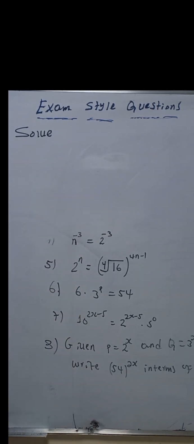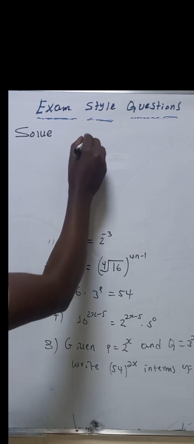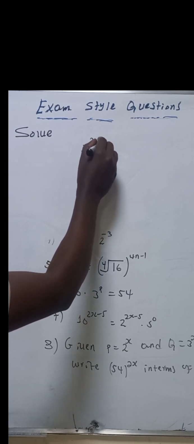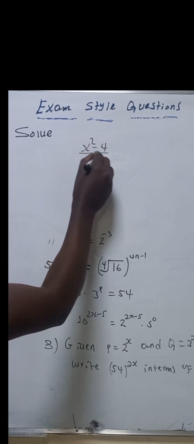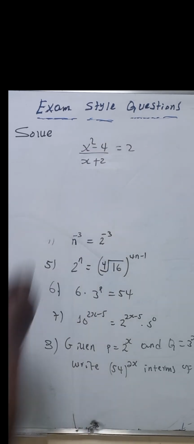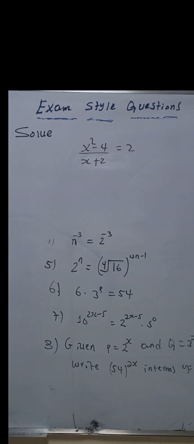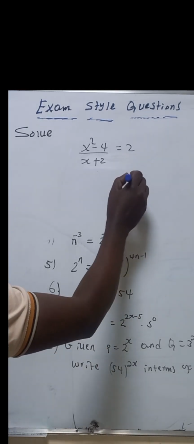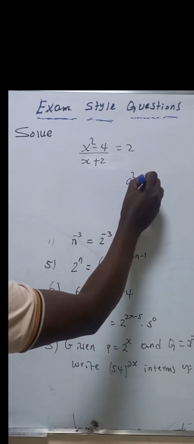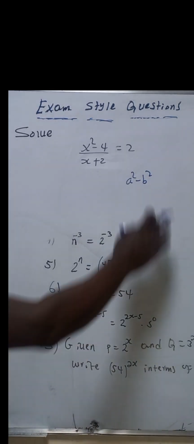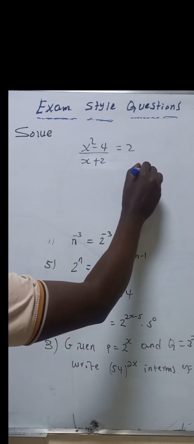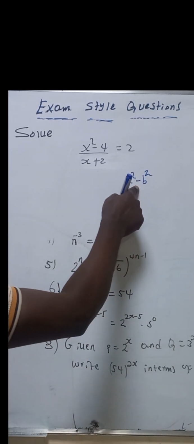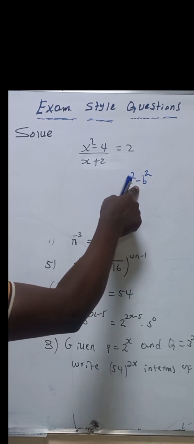For the next problem, that is (x squared minus 4) over (x plus 2), which is 2. To solve this one, in order to find the solution of this one, first you have to remember these cases. What does a squared minus b squared mean? In my previous video, I have already shown how we factorize this one. a squared minus b squared will be what?